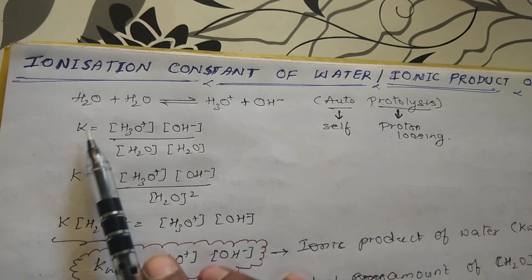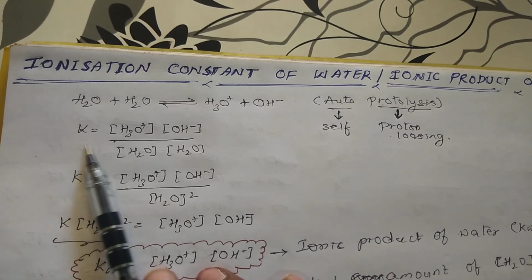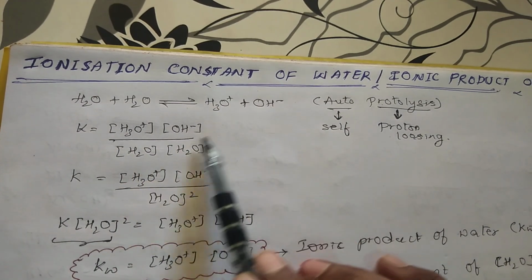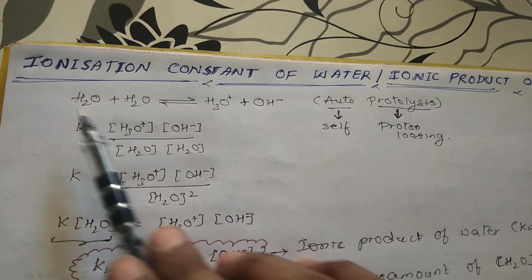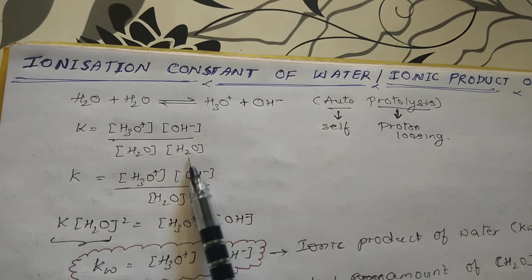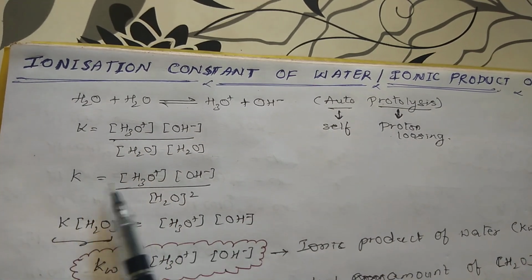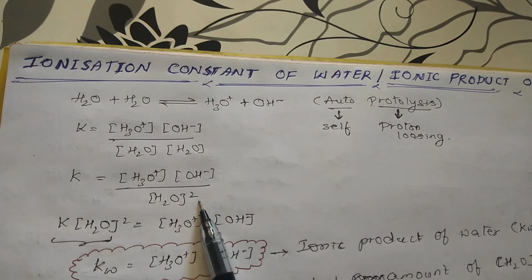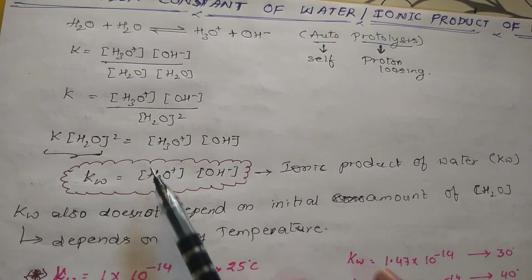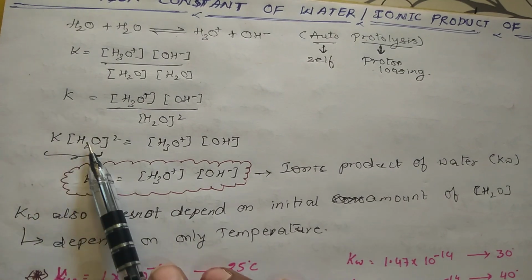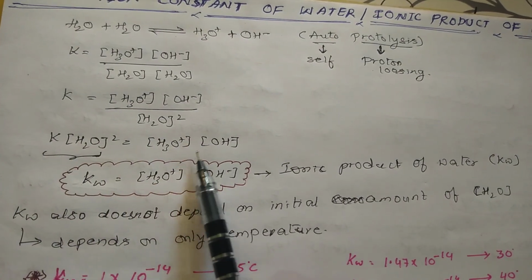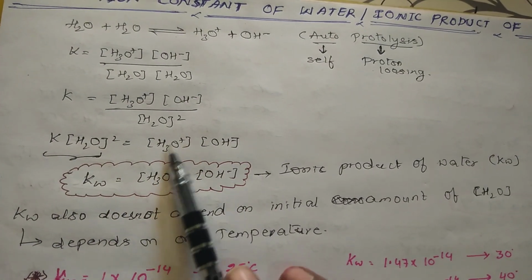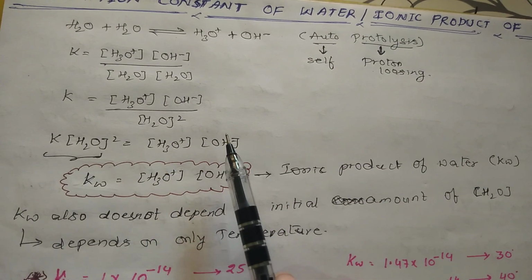If you write the equilibrium constant for this reaction, what happens? H3O plus into OH minus divided by the reactants' concentration, H2O concentration into H2O concentration. So K will be equal to H3O plus into OH minus by H2O, and that is squared. So if we send this square to this side, K into H2O whole square will be equal to H3O plus into OH minus. H3O plus is also called H plus. There is no difference.